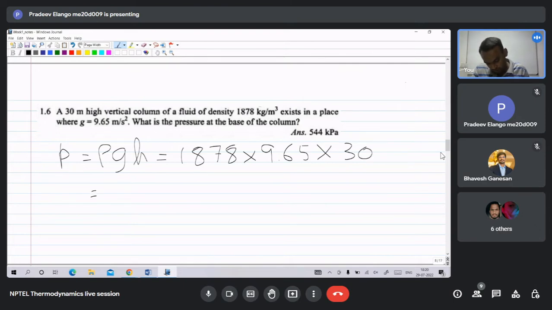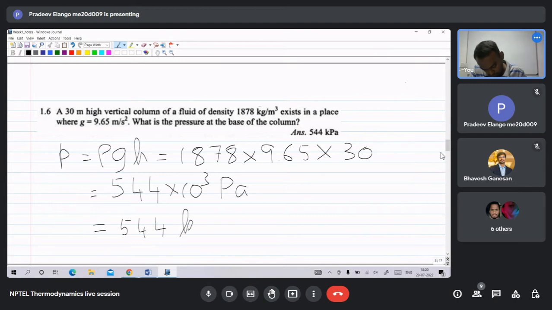So this pressure will be roughly 544 into 10 power 3 pascals. Converting to kilopascal, it will become 544 kilopascal. Anyone have any doubt?